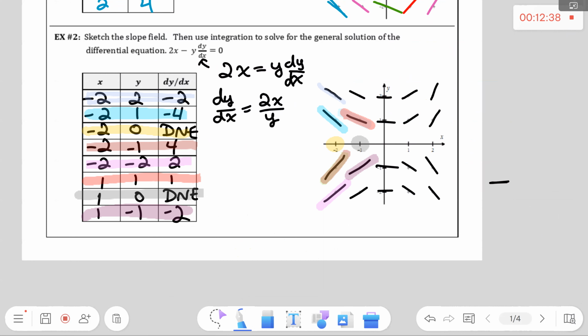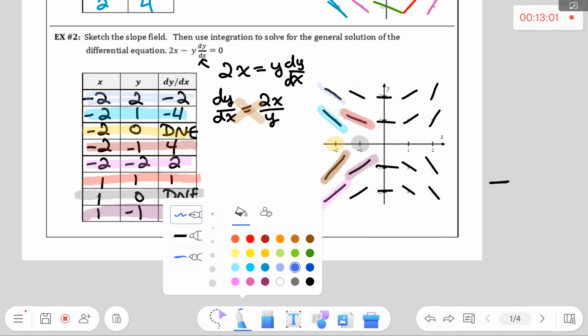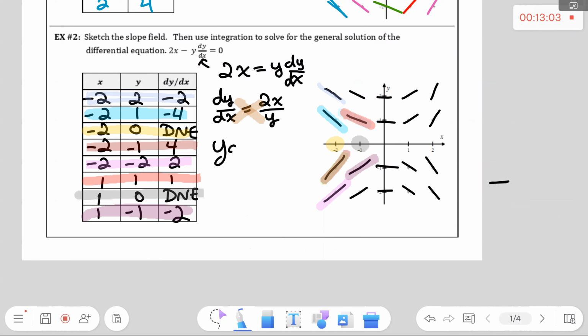Okay, now can I also write my original function from here? Well, sure. All I have to do is get y dy on one side and x dx on the other side. Can I do this and you guys not go crazy on me? Can we cross multiply, since that's a ratio? So we get y dy equals 2x dx. Now we take the antiderivative, the integral, of both sides.